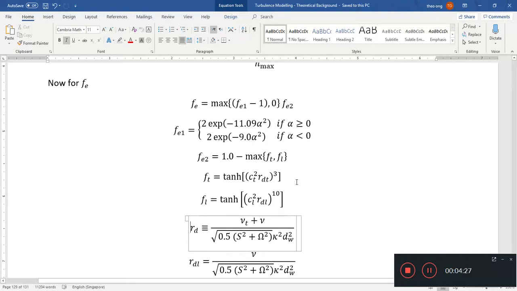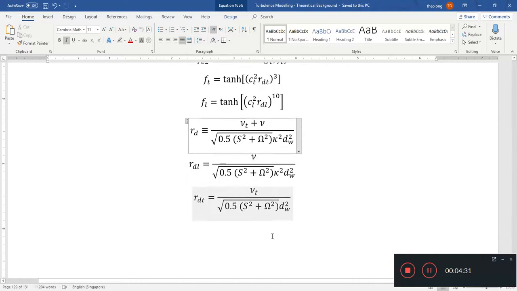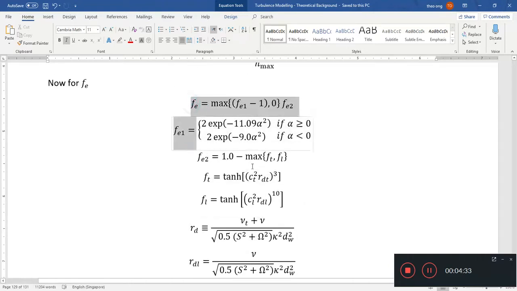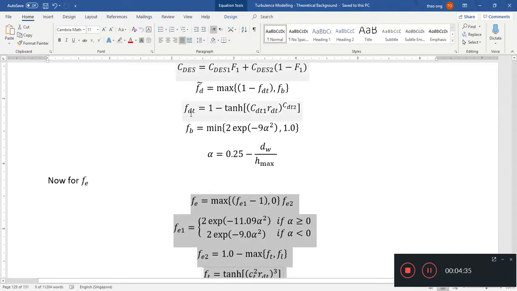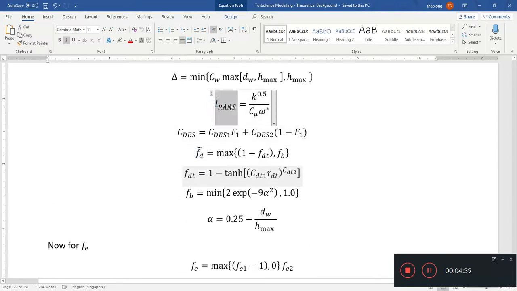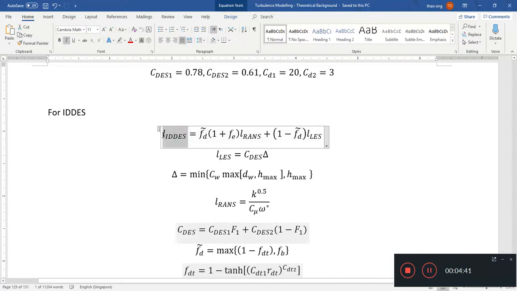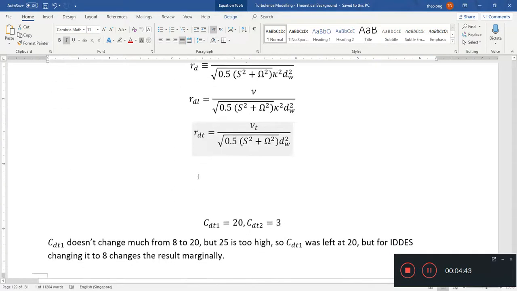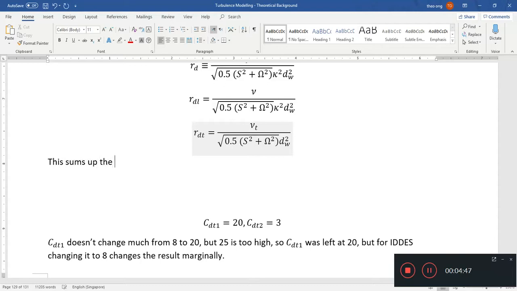So do take note of the key changes. This blending function for FE and this blending function FD tilde will make the length scale correct for IDDES. So that actually sums up the IDDES model for K omega SST.